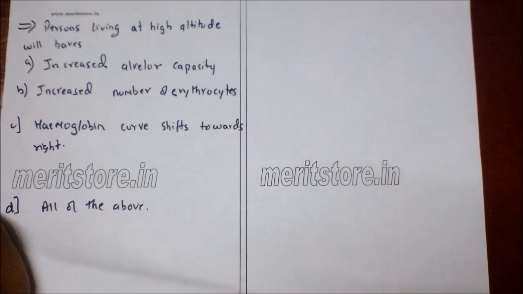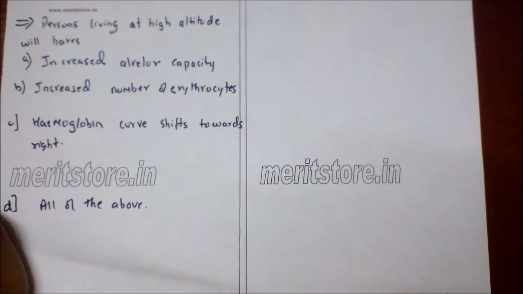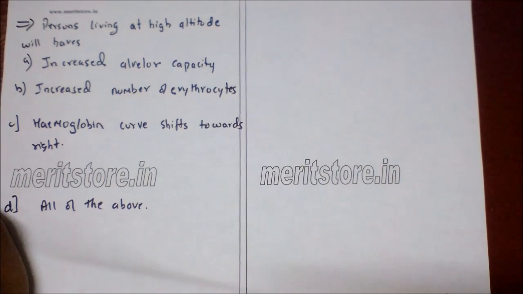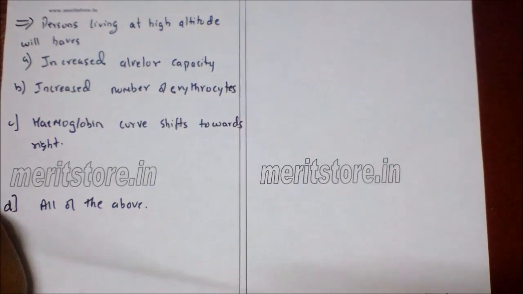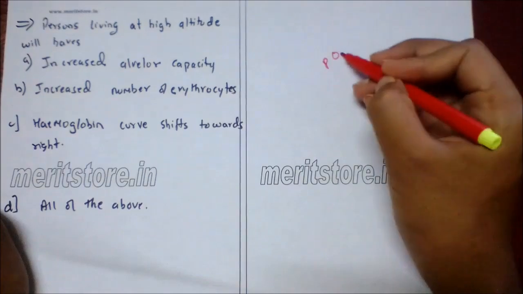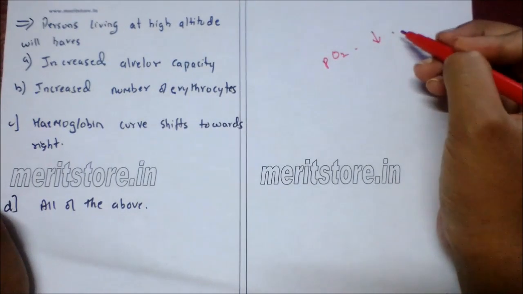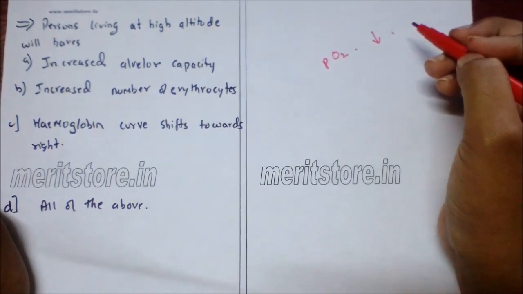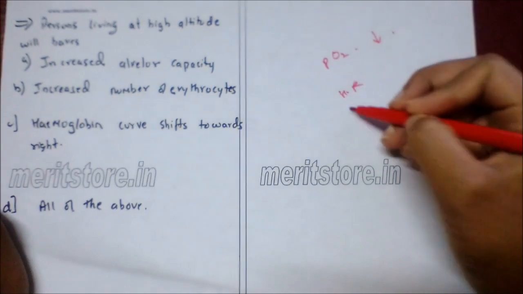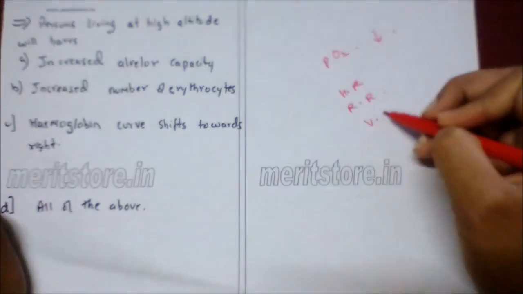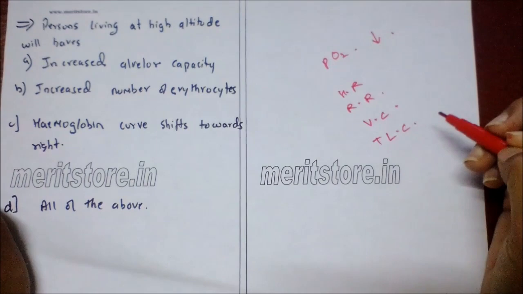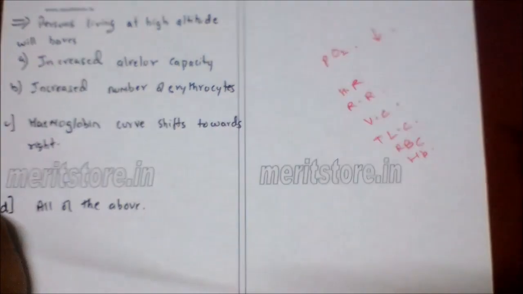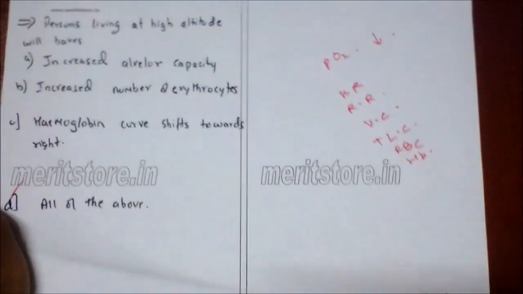A person living at a high altitude will have A, increased alveolar capacity, B, increased number of erythrocytes, C, hemoglobin curve shifts towards the right, D, all of the above. Since at high altitude partial pressure of oxygen in air is less, the rapid oxygen exchange, heart rate, respiratory rate, vital capacity, total lung capacity, RBC count and hemoglobin percentage of a person living there increase. So option D is the correct answer.